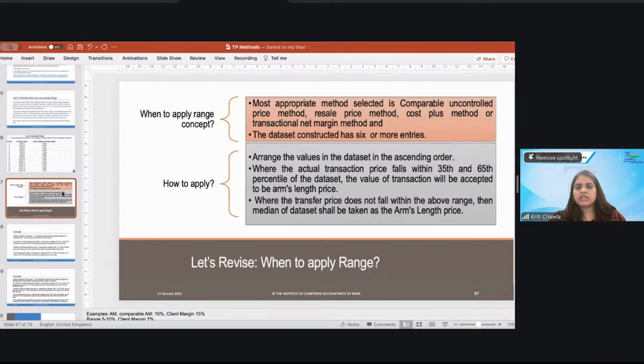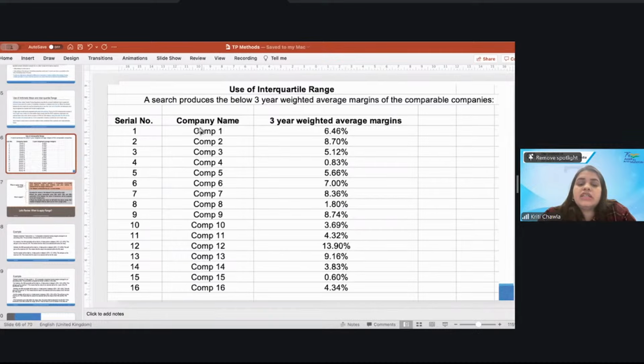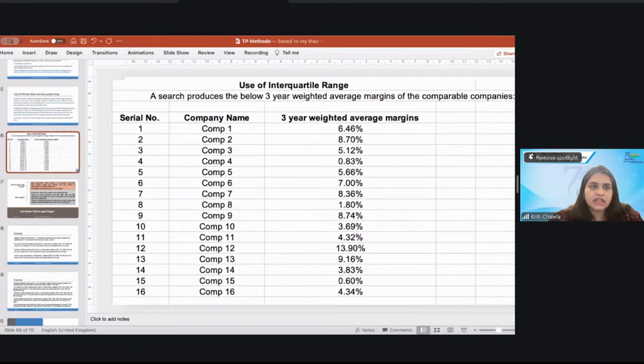Okay, so now the thing is, how do I apply the range concept? The first thing is that if you have a data set, let's use this particular data set. The first thing that you actually do is arrange the margins in ascending order. So I think I have the slide available for that. Sorry, just allow me a minute. I'll display that slide as well.